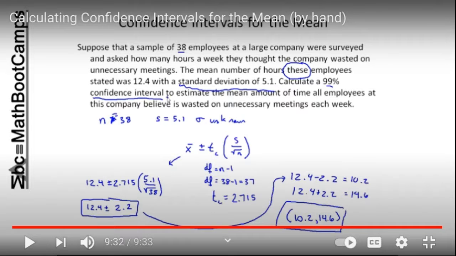Okay, are there any questions about that? So everybody, you understand the difference between using the Z and then using the t-distribution to figure out your confidence intervals? Yes? Okay, great. All right, so we'll go back to the slides.